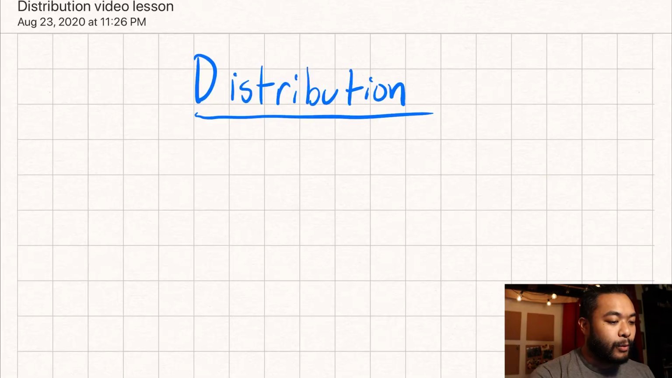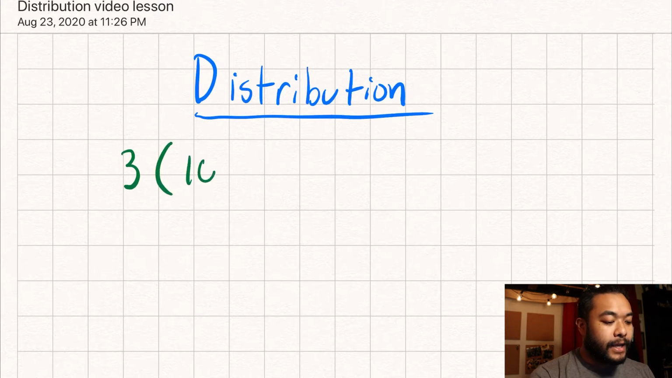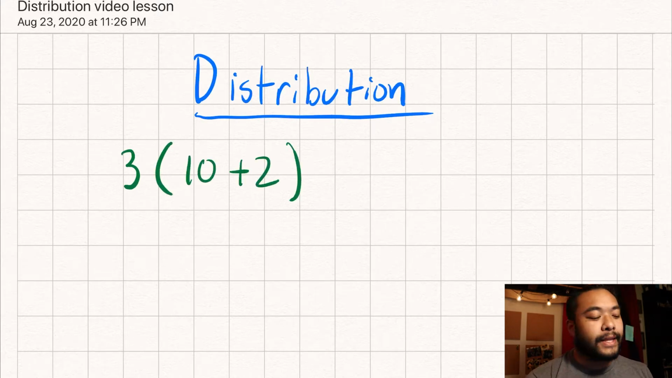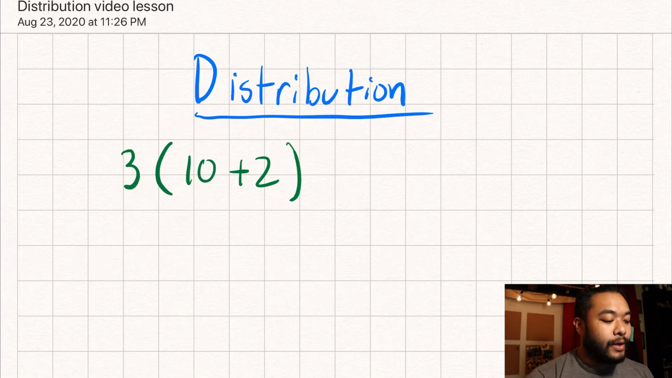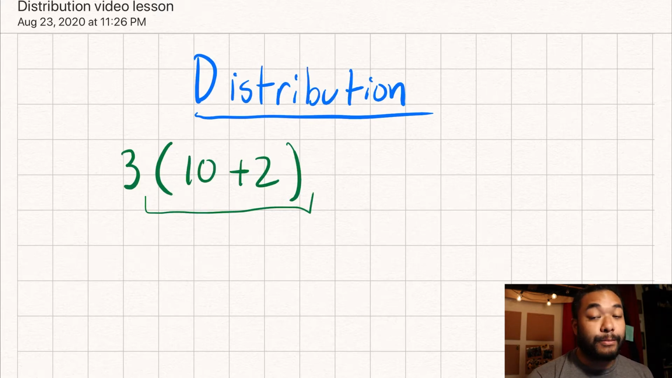So the first one we'll be working with is 3 times the quantity of 10 plus 2. So notice the way I said that out loud. 3 times the quantity of 10 plus 2. Another way I could have said that is 3 times the sum of 10 plus 2. Either way, that word sum or quantity is talking about parentheses. So this set of parentheses adding 2 numbers in between. So this 3 times this whole thing, this entire sum or quantity, is going to need, well, not necessarily need distribution, but I recommend it.